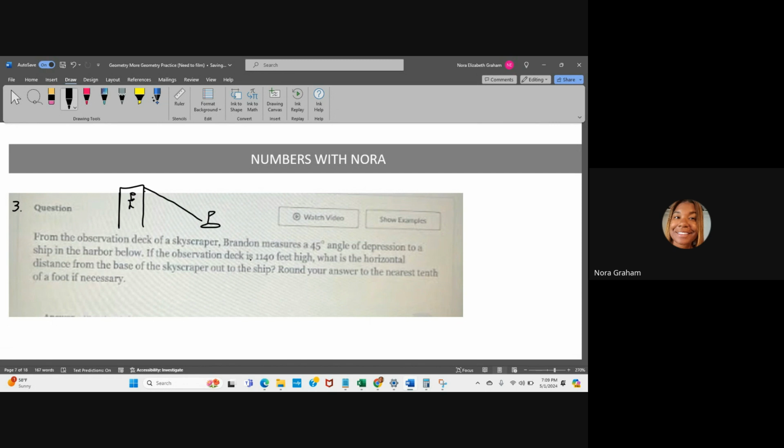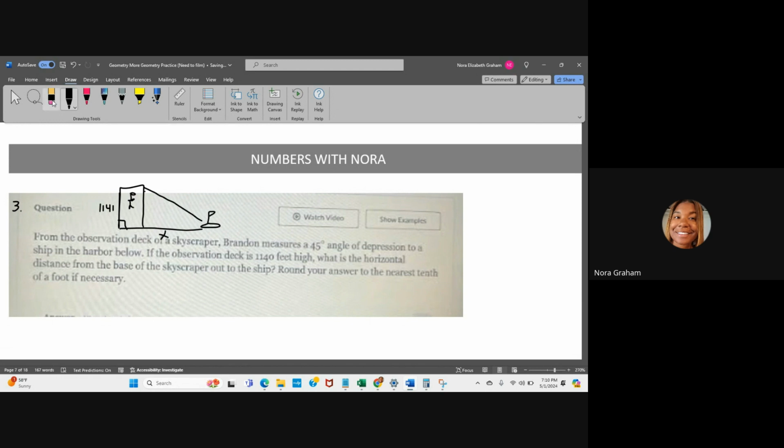If the observation deck is 1,140 feet high, so that means from right here, 1,140 feet high. What is the horizontal distance from the base? So we want to find how far from the base. That's what we want to find. And they told us our angle of depression is going to be 45 degrees.